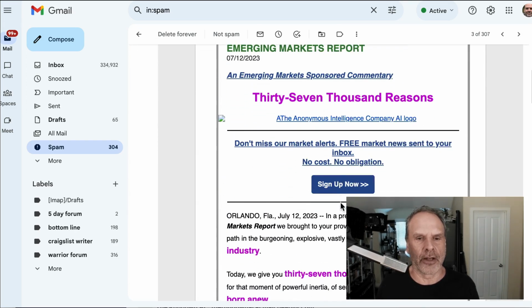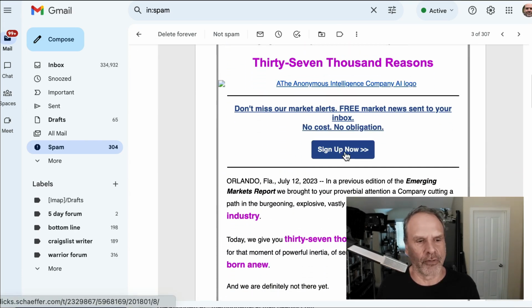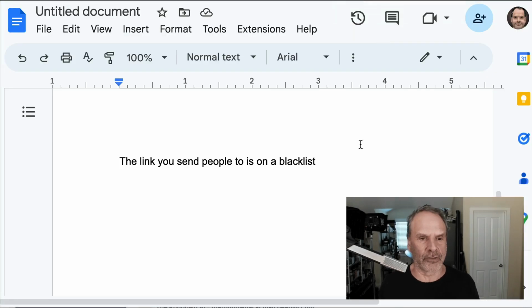I don't know if they still do that, but if we hover over this, it is clicks.schaefer.com. That's the tracking domain they're using. If that's on the blacklist, then this is going to be the reason that they're in the spam folder. So you want to avoid having links that are on the blacklist.